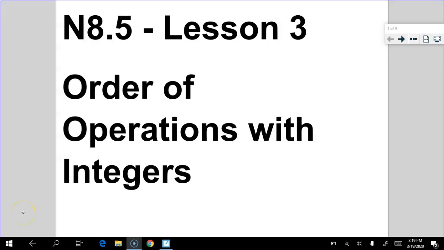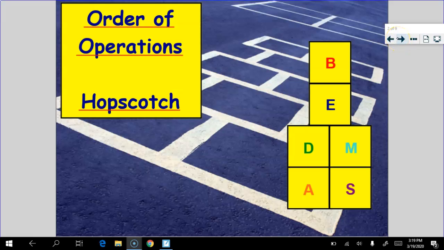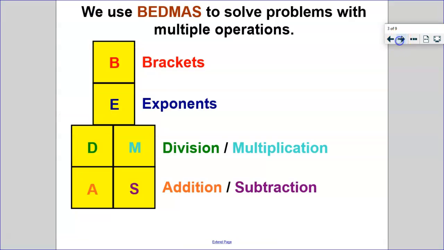Hi everyone, we're back with N8.5 lesson 3, and today it's order of operations with integers. So we're going to do a little bit of review of BEDMAS and what order of operations means. I set it up like a hopscotch board here, and I will explain why.